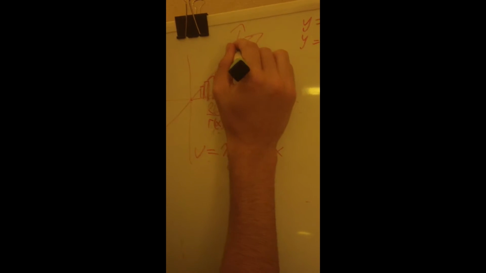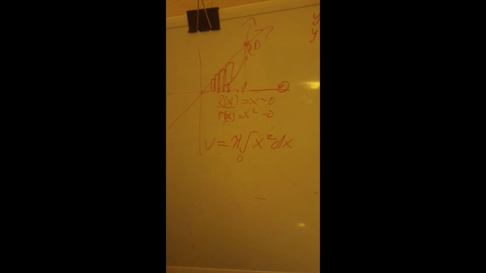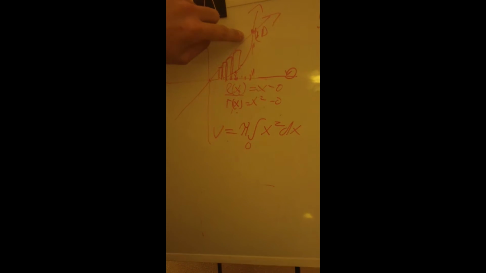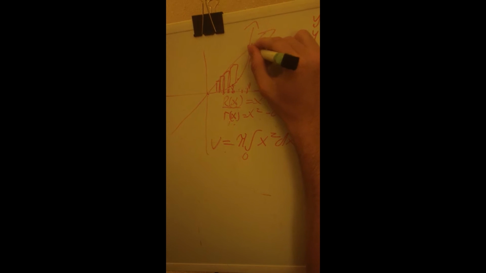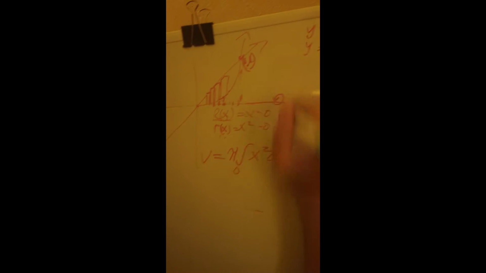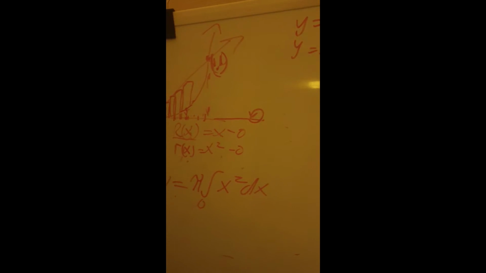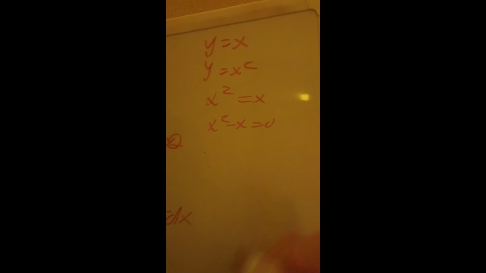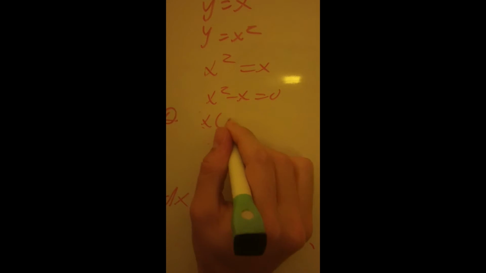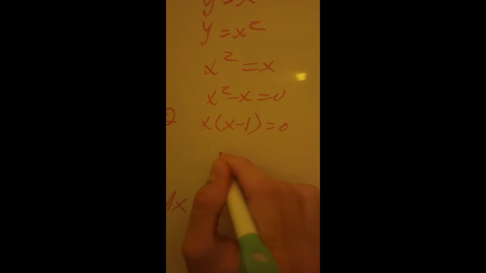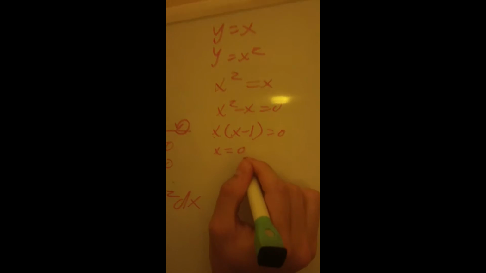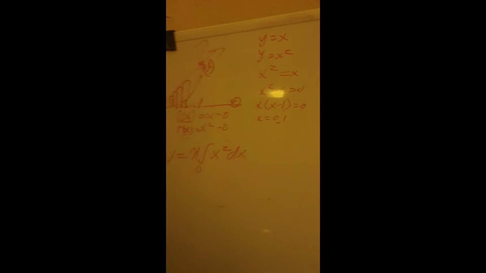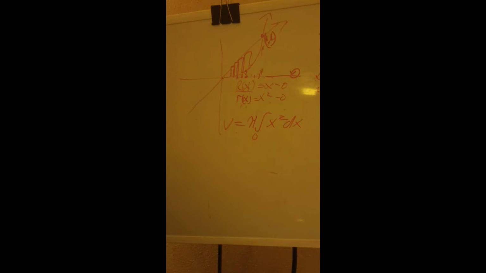Oh yeah, and we also always need to find the intersection point between these two graphs, the x and y value. And in this case, we only need the x value. We can do that by saying x squared equals x, so x squared minus x equals 0. And so they're going to intersect at x equals 0, 1. We have 0 here, and we have 1 up there.